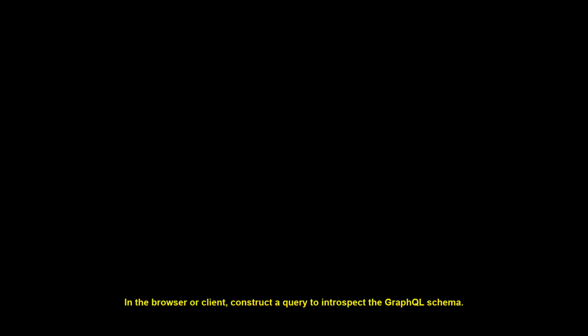In the browser or client, construct a query to introspect the GraphQL schema. This is commonly done through a query called an introspection query. Execute the introspection query to gather the entire schema and its types. Once you receive the response, verify that the JSON structure contains all necessary type definitions.